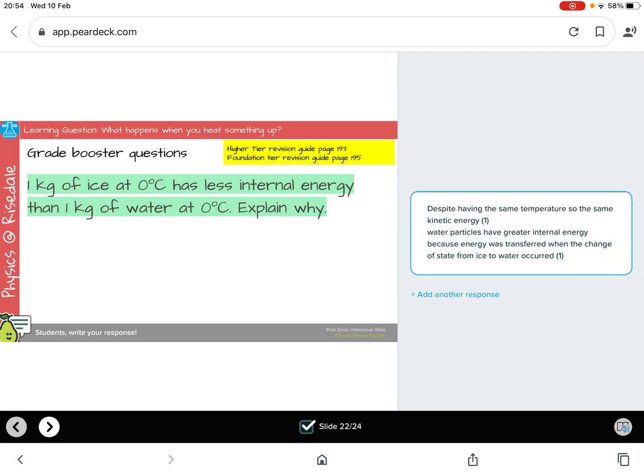Slide 22 stumped the entire class. Why does ice have less internal energy than the same mass of water at the same temperature? The melting point of ice is 0 degrees Celsius. So if we had a graph, this would be the point where the graph plateaued and the energy would be used to break bonds. Despite both being at 0 degrees Celsius, so having equal amounts of kinetic energy, for the change of state to have happened, more energy has been transferred to the water to melt it, so it must have more internal energy.